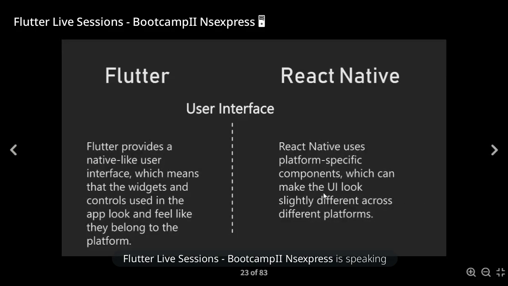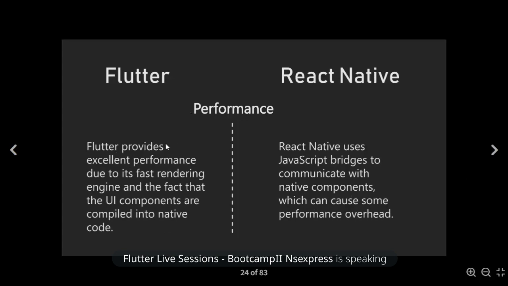So this is the difference. React Native is slightly different, so it won't adapt like Flutter. Now, performance. Flutter provides excellent performance due to its fast rendering engine and the fact that the UI components are compiled into native code. The engine it is built with is a software development kit. Those that wrote Flutter, Google, used a fast rendering engine. React Native uses a JavaScript bridge to communicate with native, which can cause some performance overhead.